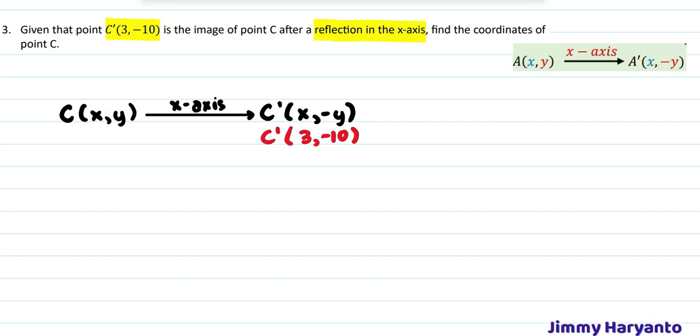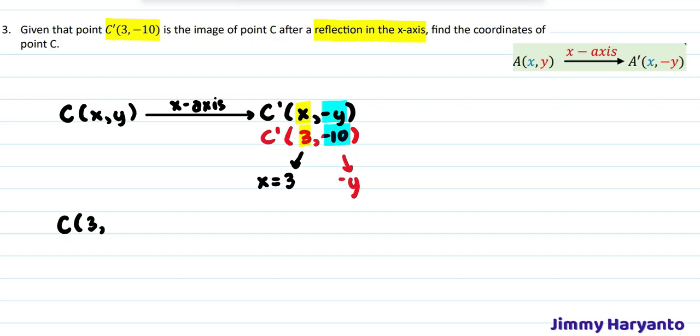That means we can conclude that x equals 3. From this one, we can conclude that x equals 3. That means the x right here also equals 3. So the C will be 3 comma y. Next is the y. For the y, we can compare this one, negative y and 10. Negative y and 10 have to be exactly the same. That means negative y equals negative 10, y equals 10. There you go. This is the y. 3 comma 10 for the original point.